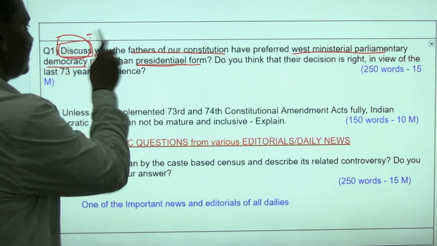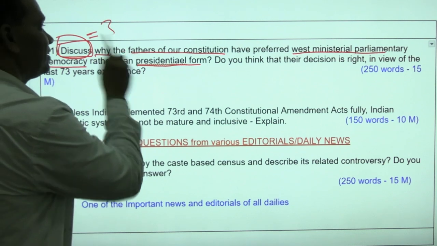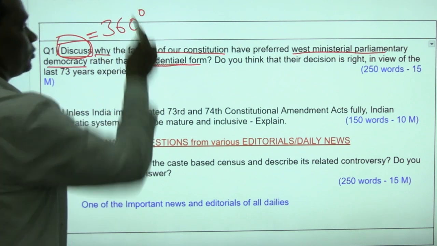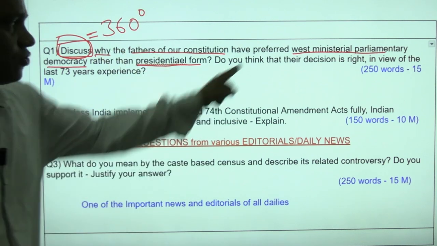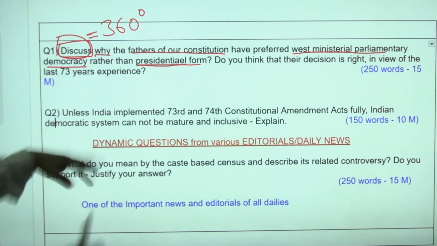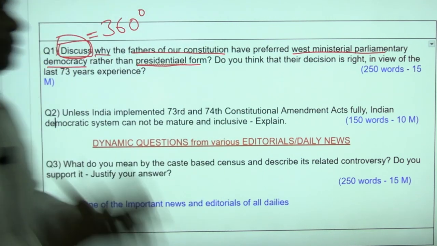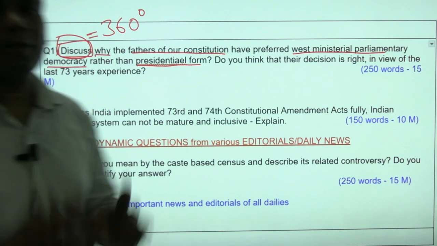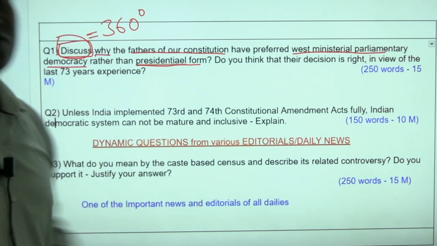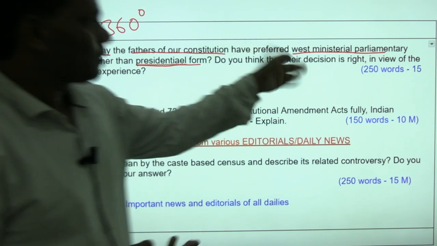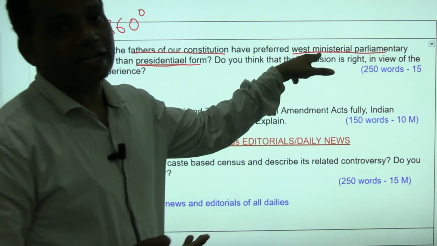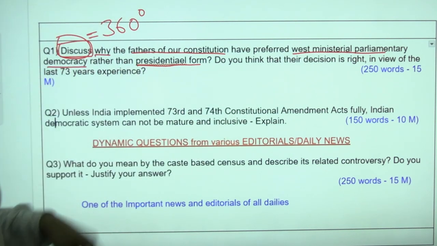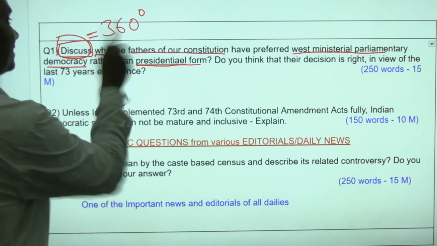What do you mean by discuss? Discuss is nothing but a 360 degrees approach to the main issue of that question. What is the main issue? Why the constitutional fathers preferred the Westminster form of democracy, or the prime ministerial, the UK type of democracy, rather than the US one. So you should discuss it.